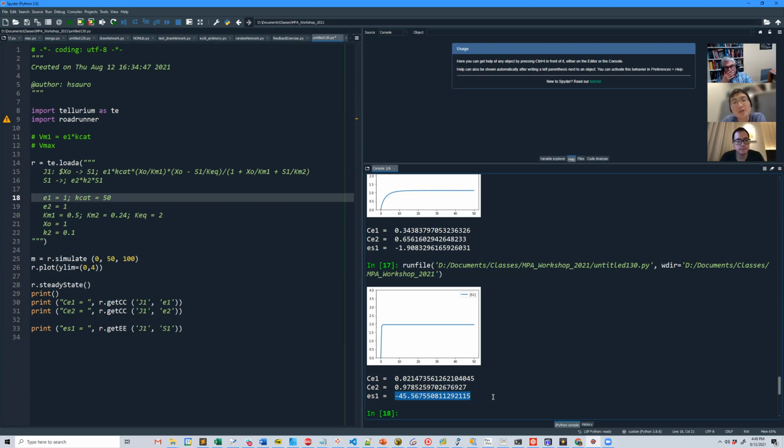Wait, but what's the connection between K-cat and S1? The connection is if I increase K-cat, I'm increasing the flow, and therefore S1 goes up. If I decrease the K-cat, I'm reducing the flow, and therefore S1 goes down. Everything is transmitted through S1. S1 is the key transmission point. All perturbations are transmitted through S1, and S1 has this effect on either V1 or V2. And you can imagine this gets more and more complicated as you get longer and longer pathways.